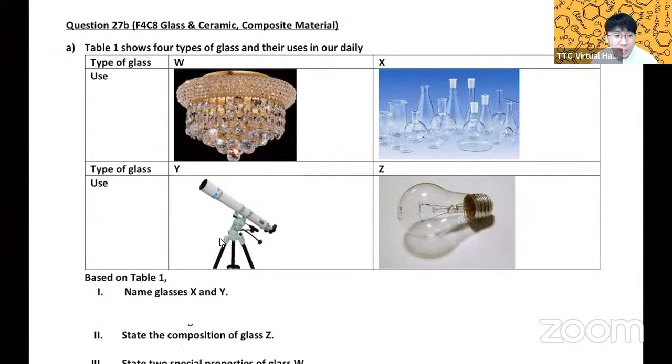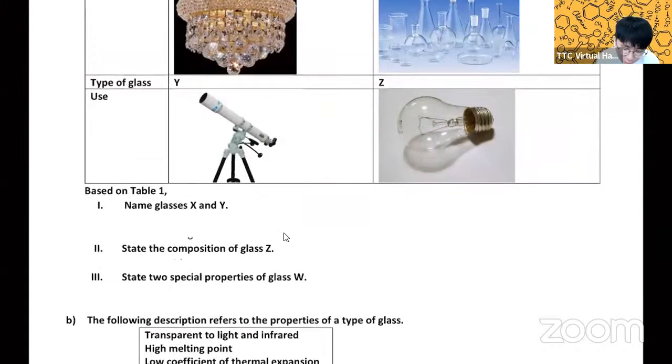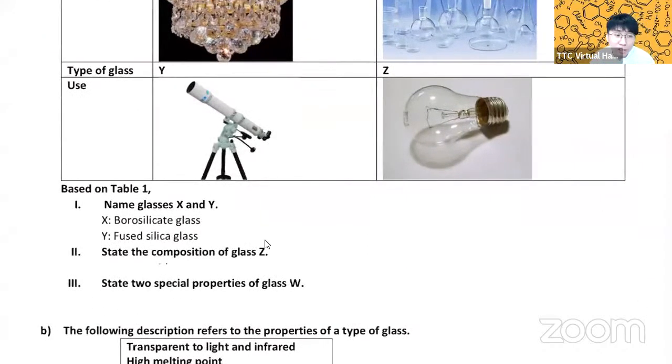So definitely from here, X should be your borosilicate. But what's Y, to make a telescope? This one you learn in physics. You actually use a concave lens, right? To make a lens, no need very good glass, okay? Just the most basic glass we have, which is fused glass. We can call it fused silica glass or just fused glass, doesn't really matter.